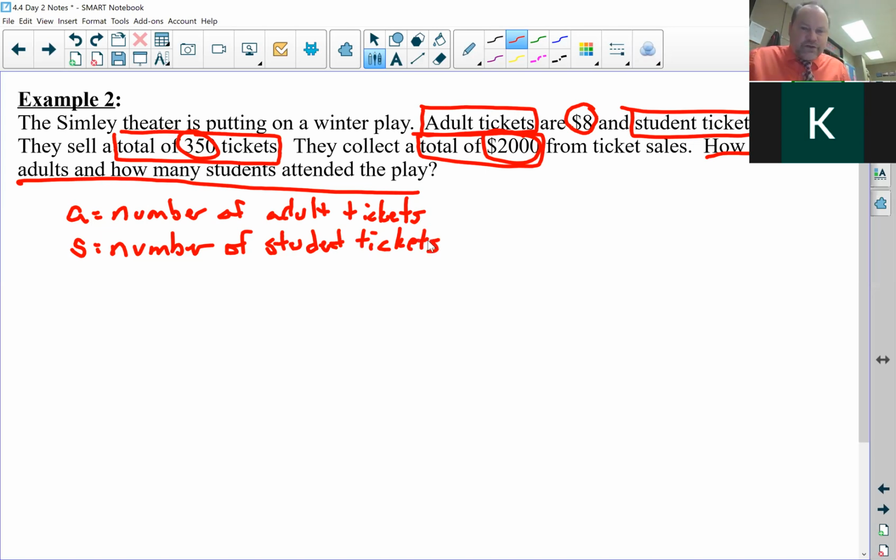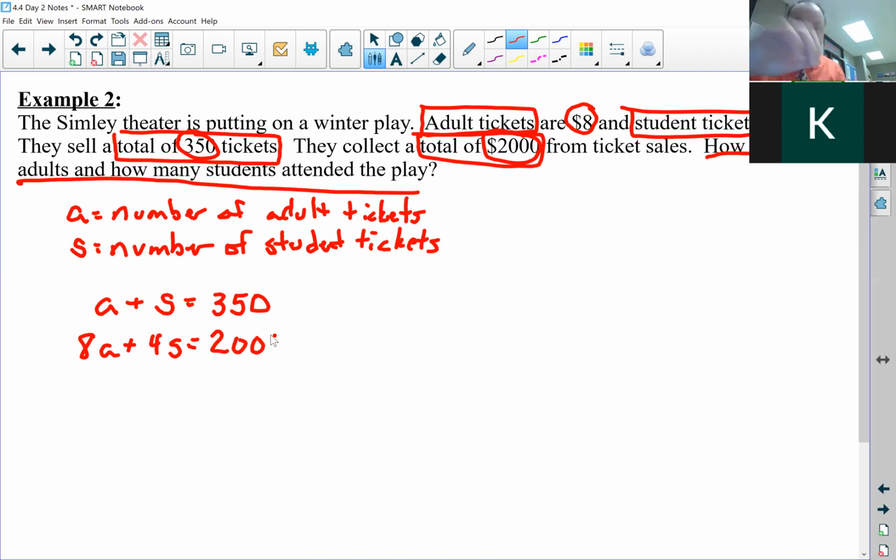All right. So we know that there are a total of 350 tickets sold. So the number of adult tickets plus the number of student tickets has to equal 350. And we know that each adult ticket is $8 and each student ticket is $4. And when I add up the amount of money collected, it has to add up to $2,000. So there is my system.